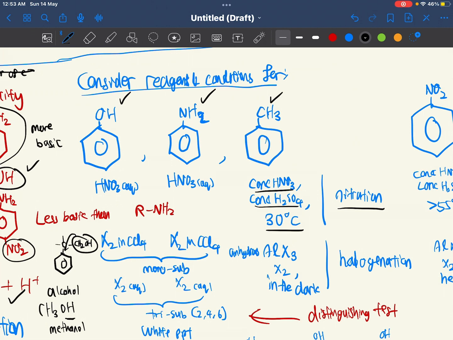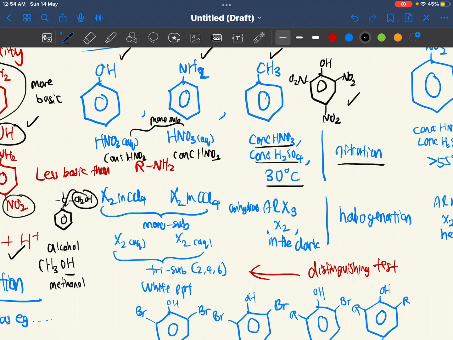Whereas for our stronger EDGs, OH and NH2, we can use aqueous nitric acid. This is all mono-substitution here. But if you want tri-substitution to form a yellow ppt, then we must make sure that we have our conc. nitric acid. And there you go, that's your yellow ppt.